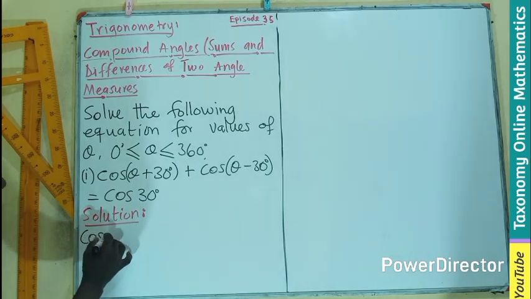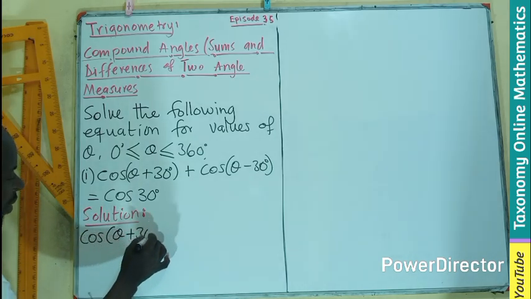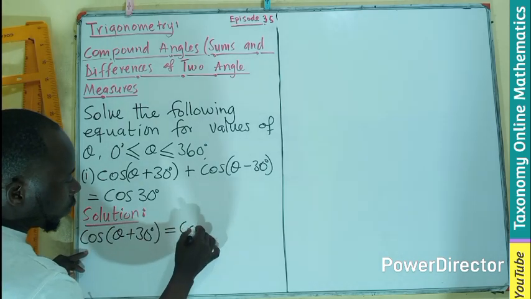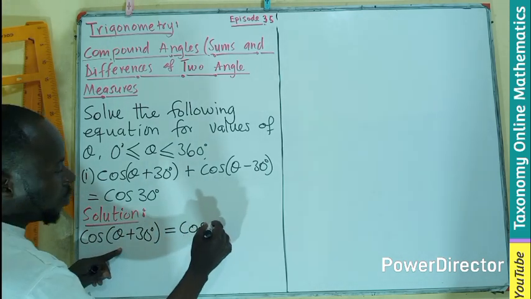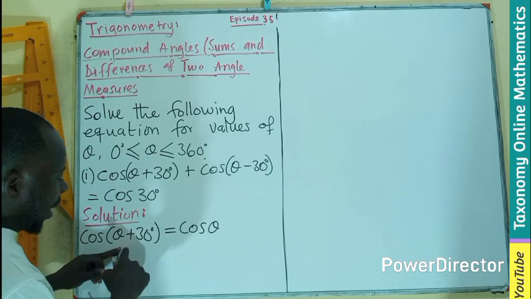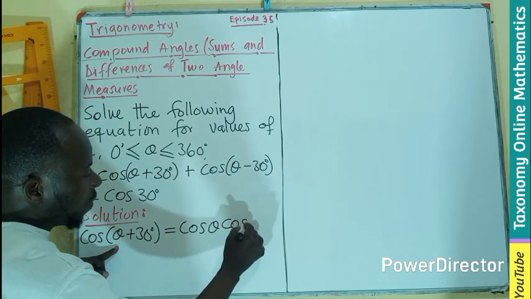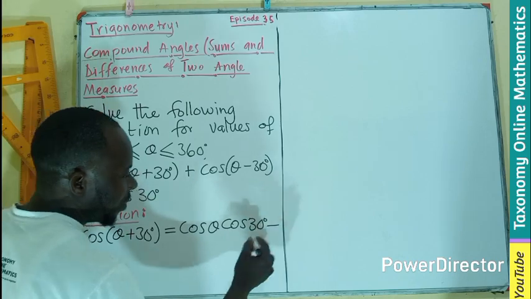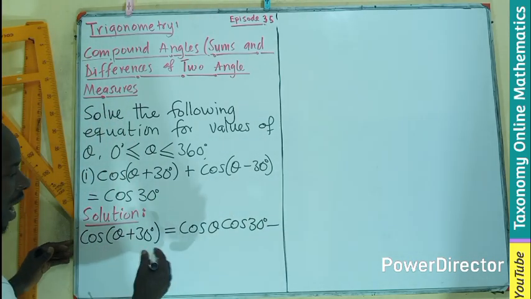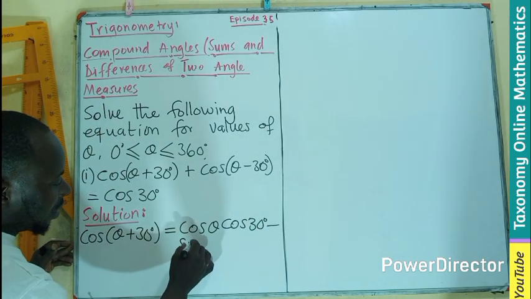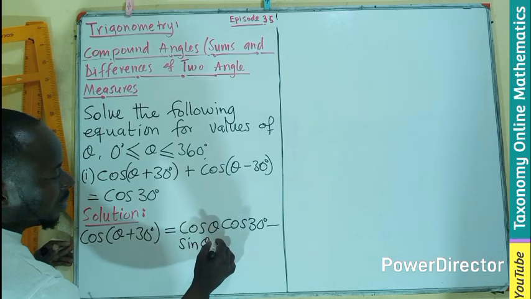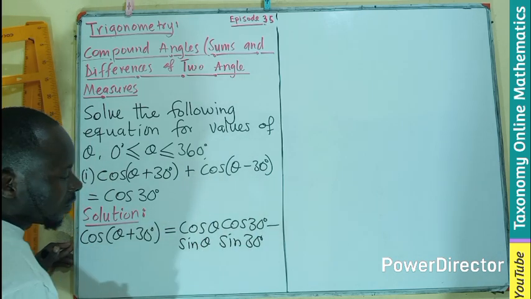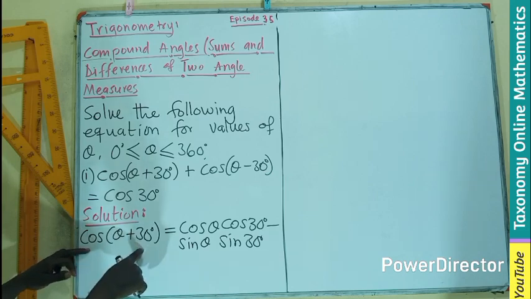If I have a cos of (theta + 30 degrees), it is expanded as the cos of the first angle, which is theta, times the cos of the second angle, which is what? 30. This is plus, so we have minus. Then we have the sine of the first angle times the sine of the second angle. That is for the sum.